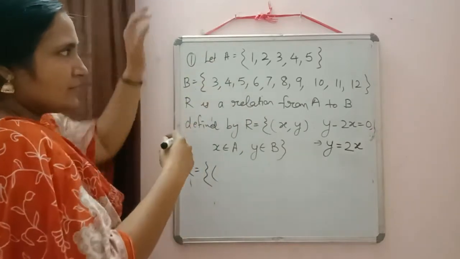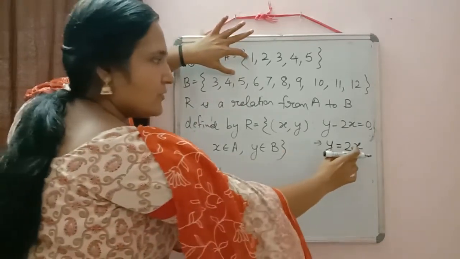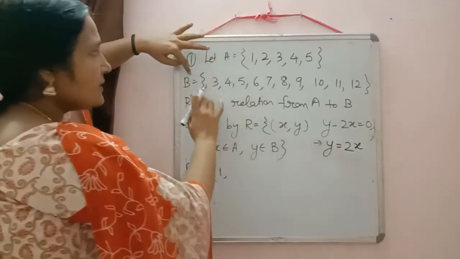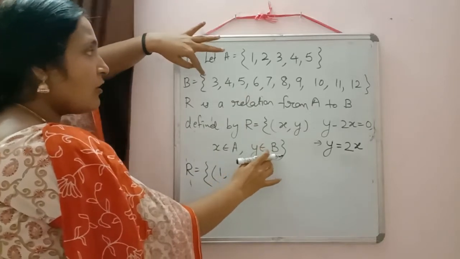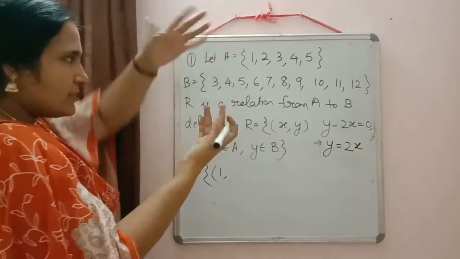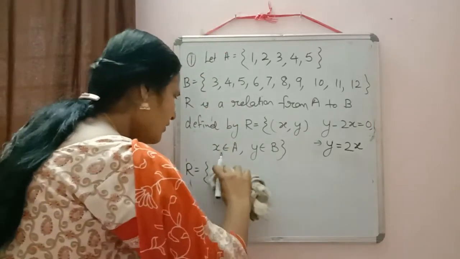First, x is equal to 1. If x is equal to 1, what will be the value of y? 2. But 2 is not there in set B, because the second element should belong to set B. We don't have 2 in the second set, so (1, 2) we cannot write. Now what will we do?